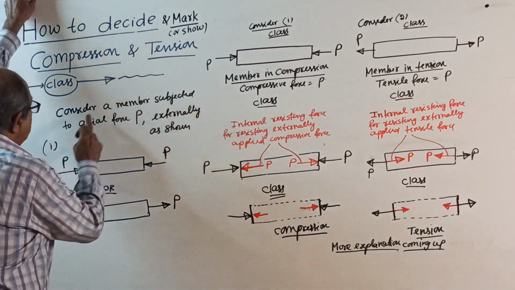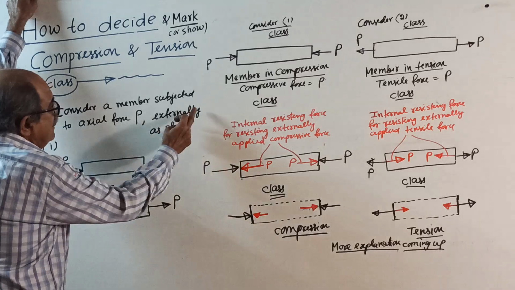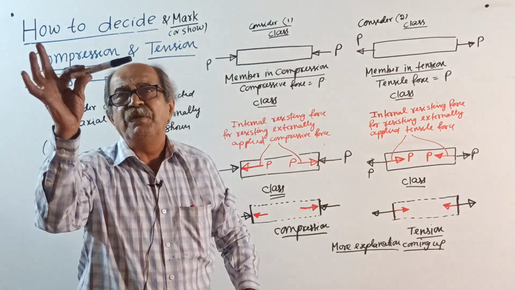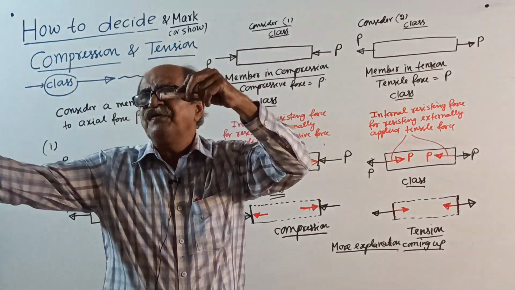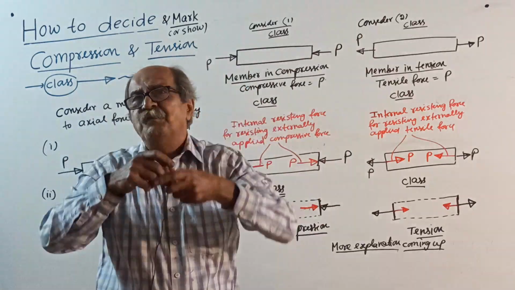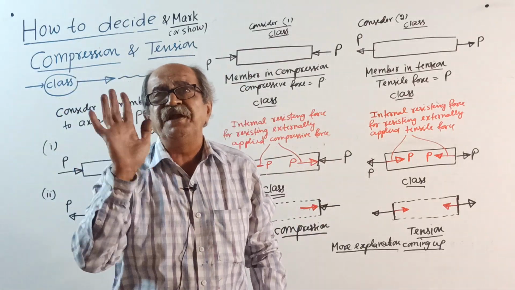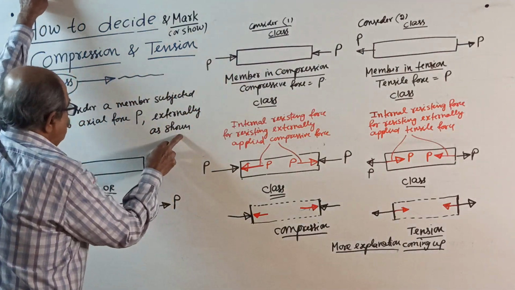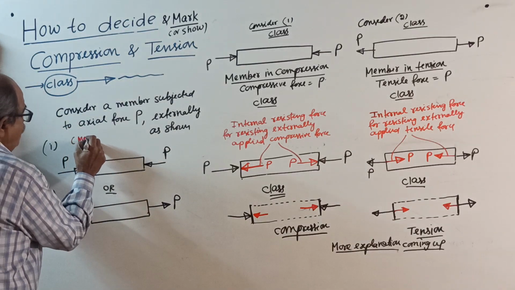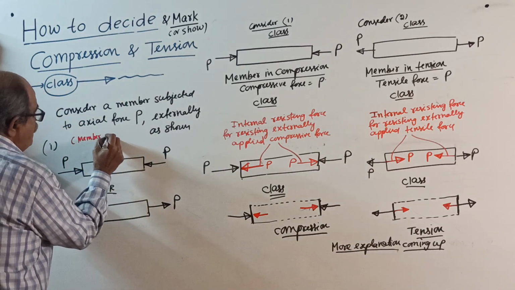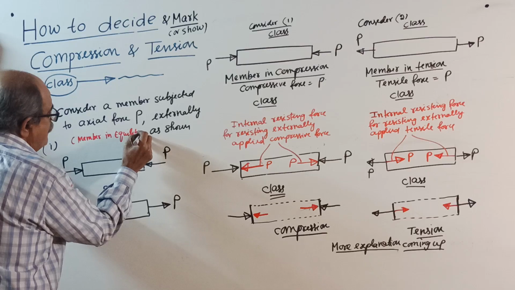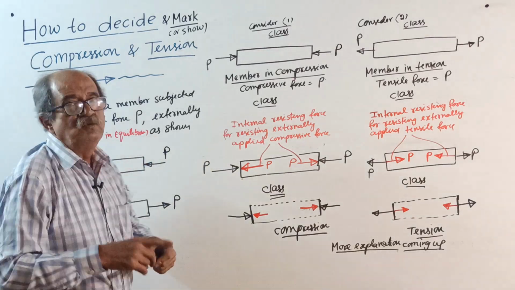Consider a member subjected to axial force P externally as shown. You take a member. You apply axial force P this way and same force P this way. Member should be in equilibrium. You should write it. P as shown and you should write here, member in equilibrium.